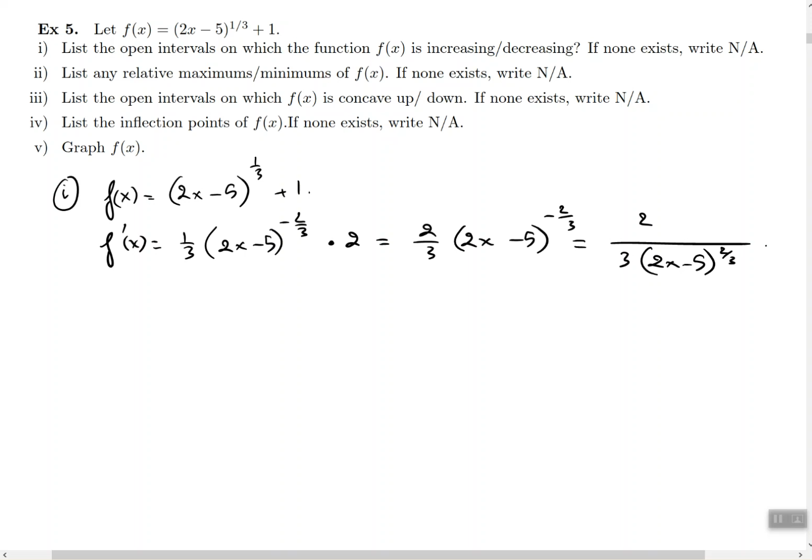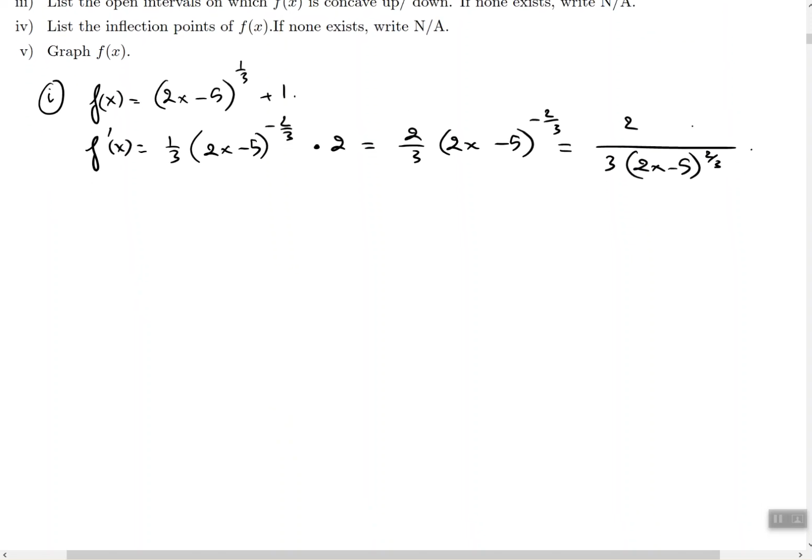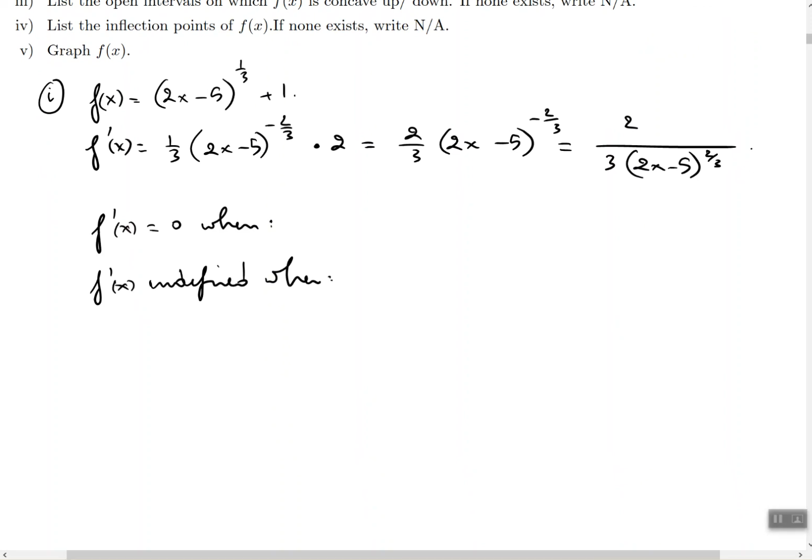Okay, so now we need to ask what makes the derivative equal to 0 and what makes it undefined. So let's go ahead and write that down and solve. Unfortunately, for this f prime, it cannot be equal to 0 because there's nothing on the numerator that can become 0. 2 is always going to be 2, so there is no solution here. However, it is possible for the derivative to be undefined.